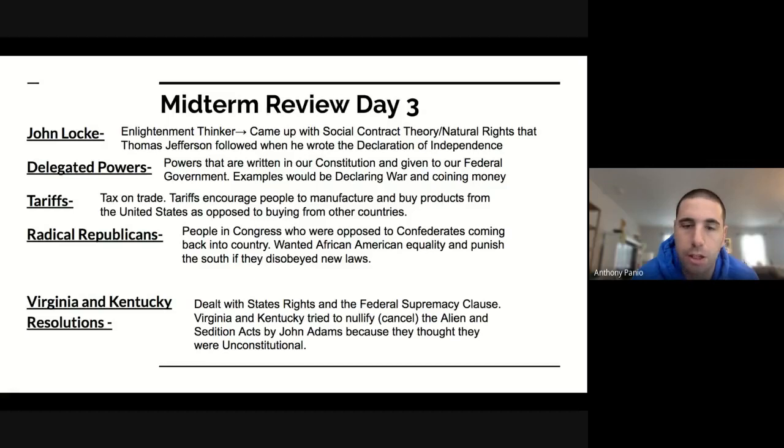It took until McCulloch versus Maryland to basically say, no, you can't have states cancel laws. But at the time, they were able to get away with this because our Constitution and our country was very new at this point. So this is a classic states' rights versus federal government supremacy clause problem.